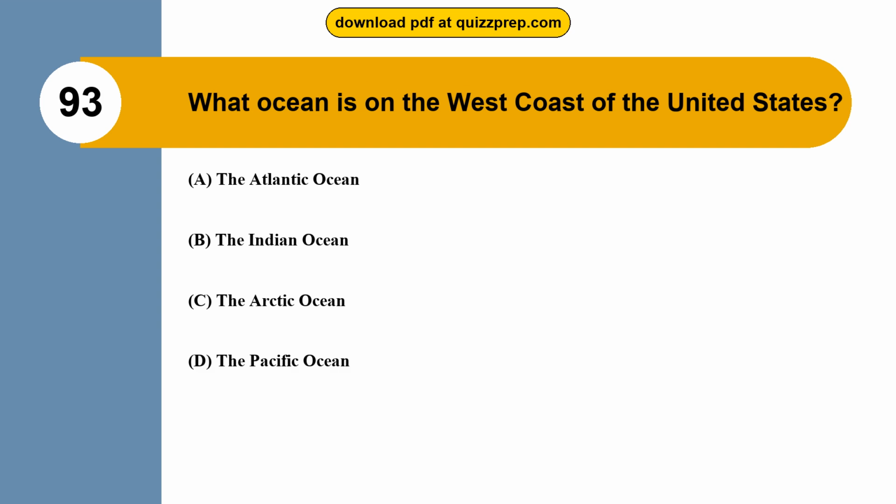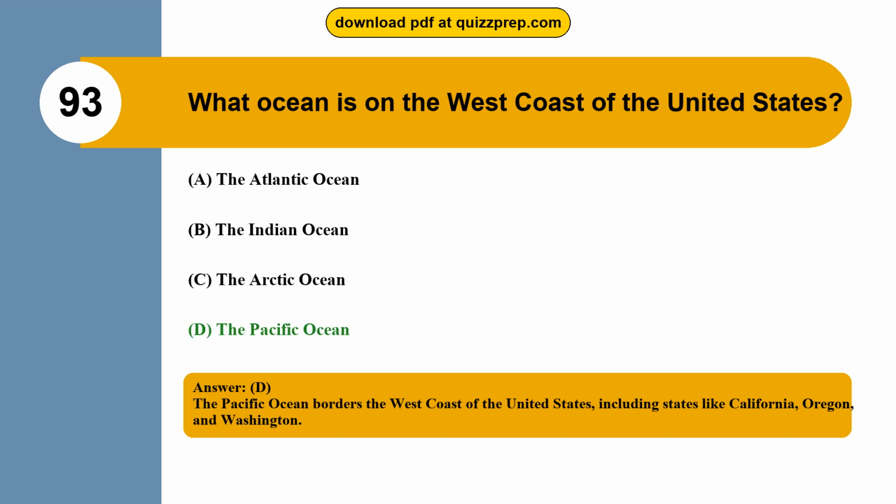Question 93. What ocean is on the west coast of the United States? Option A, the Atlantic Ocean. Option B, the Indian Ocean. Option C, the Arctic Ocean. Option D, the Pacific Ocean. The correct answer is option D, the Pacific Ocean. The Pacific Ocean borders the west coast of the United States, including states like California, Oregon, and Washington.